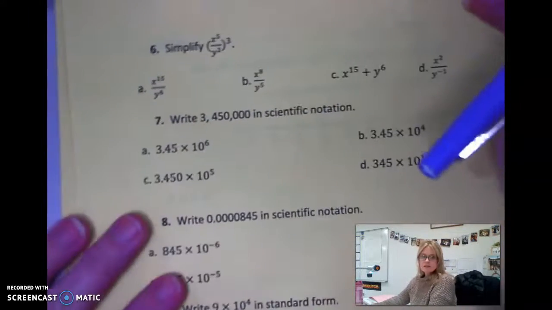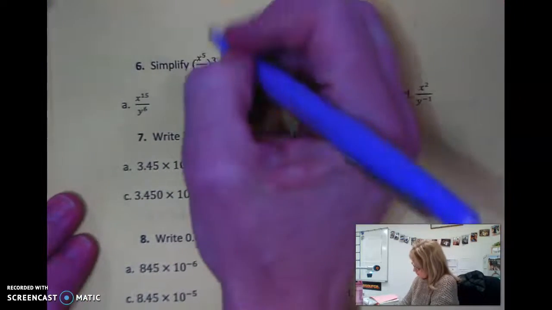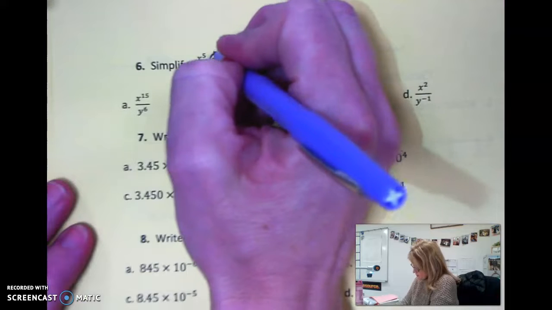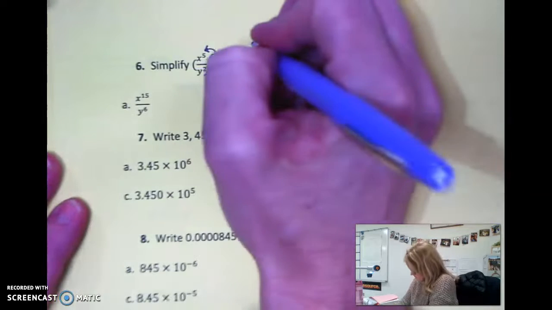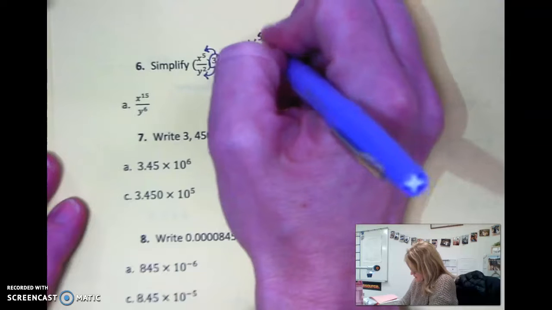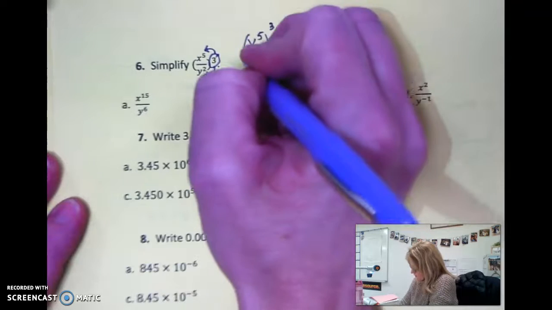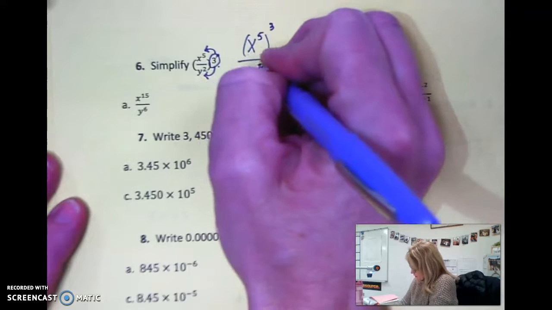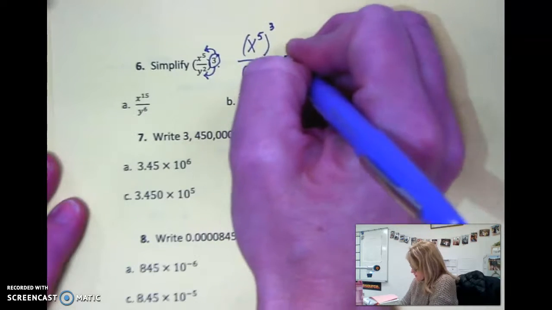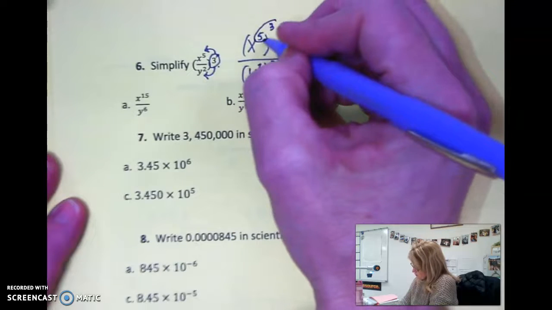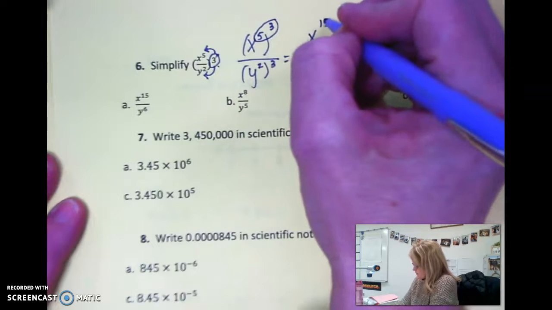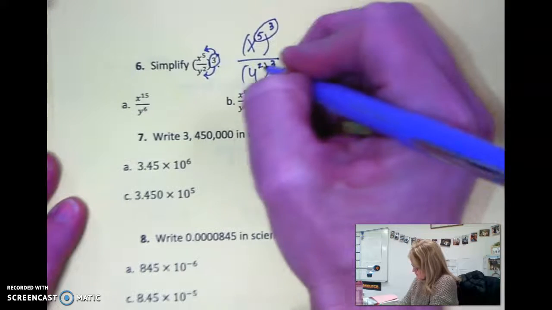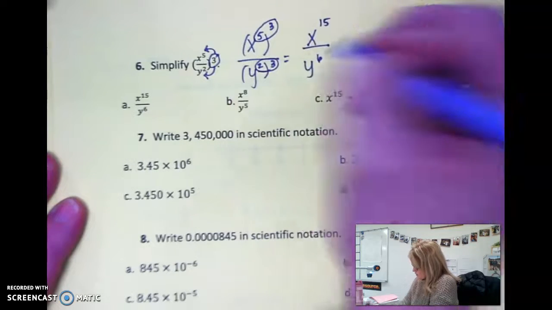We also learned that when there is an exponent outside of the parentheses, you distribute that to both the top and the bottom. So this becomes x to the 5th to the 3rd power and y to the 2nd to the 3rd power. And now because we have a power to a power, this is x to the 5 times 3, or 15, and y to the 2 times 3, or 6.